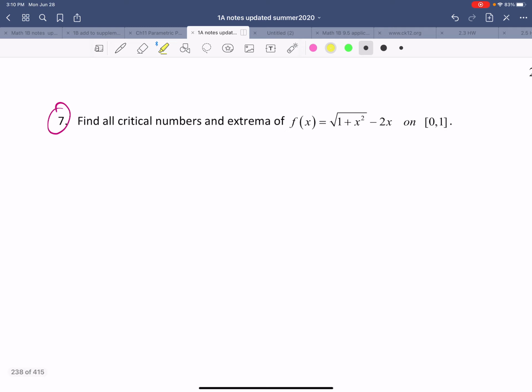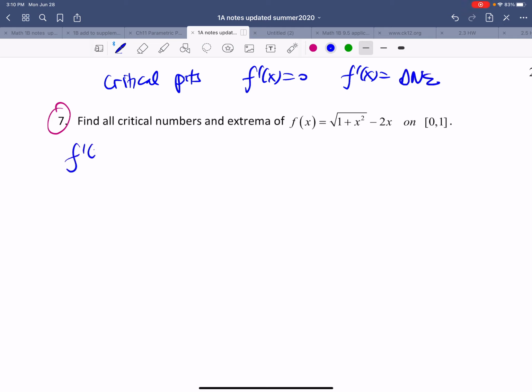Okay, another example. Find all the critical numbers and extrema of this given function. So critical points are the ones where either the derivative is 0 or the derivative does not exist. f prime of x is 0, or f prime of x does not exist. Okay, so f prime of x is 1 over 2 square root of 1 plus x squared times 2x minus 2. Cleaning up, we can cancel this 2 and 2 here: x over square root of 1 plus x squared minus 2.